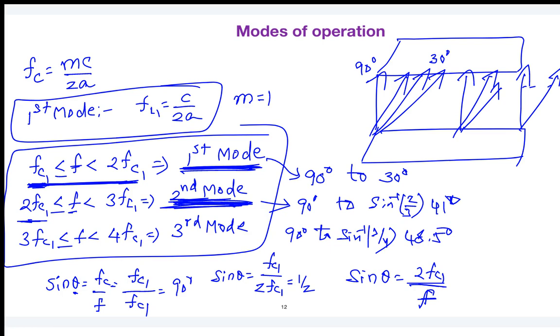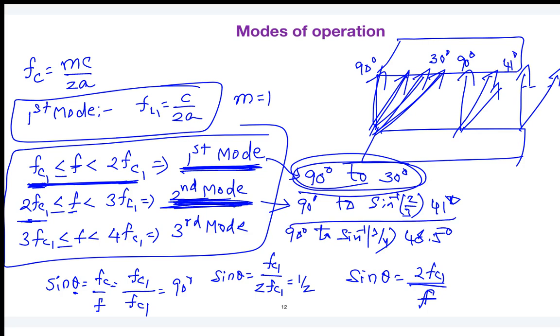In the first mode, the range of the wave angle will be high, which means you have from 90 degrees to 30 degrees. So the wave can enter at any angle from 90 degrees to 30 degrees. Whereas in the second mode of operation, it can extend from 90 to 41 degrees. So the range is a little bit compressed. The wave angle can enter only from 90 to 41.